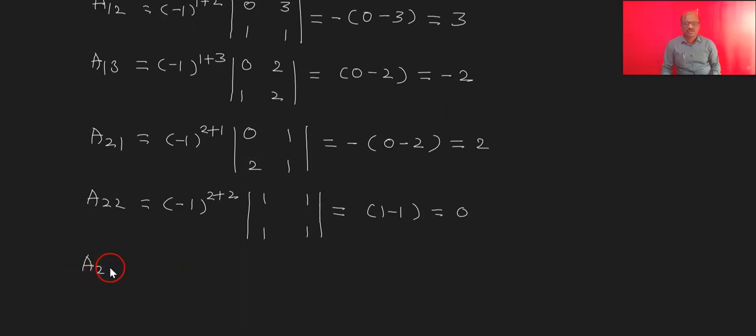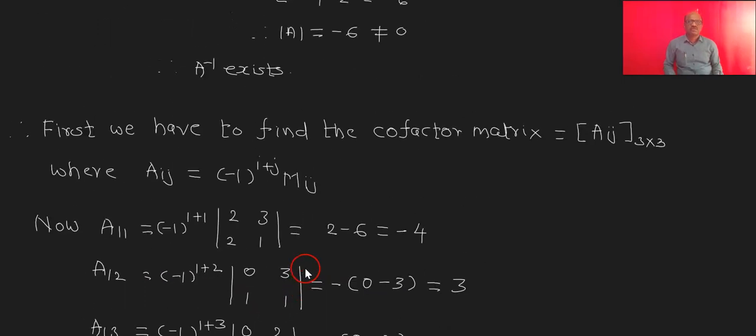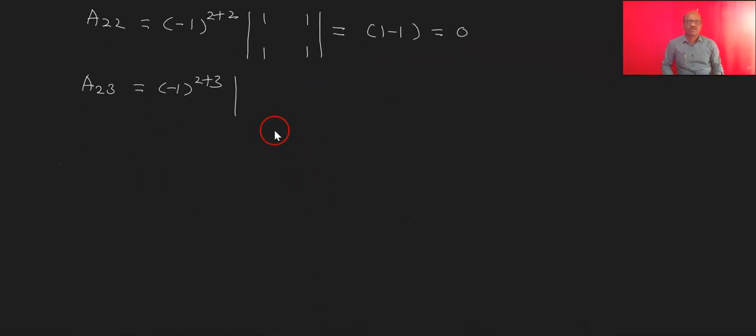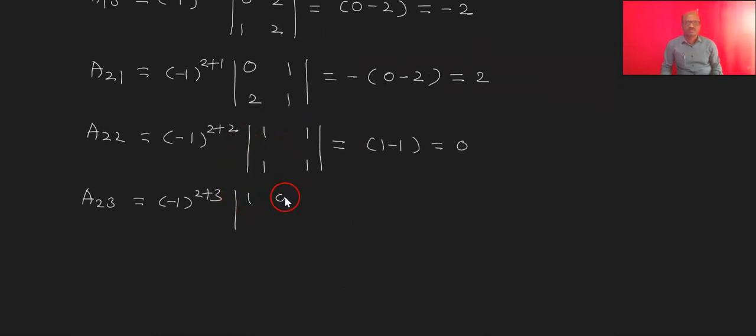Next element is A23, minus 1 raised to 2 plus 3. Delete the element in the corresponding column and row: 1 0 1 2. Here we will have the minus sign, 1 into 2, 2 minus 0, and overall you will get minus 2.